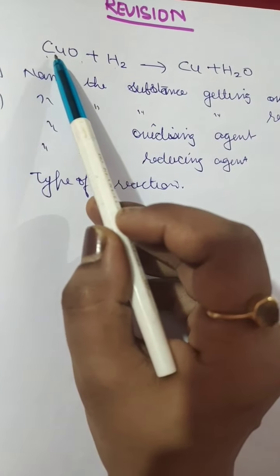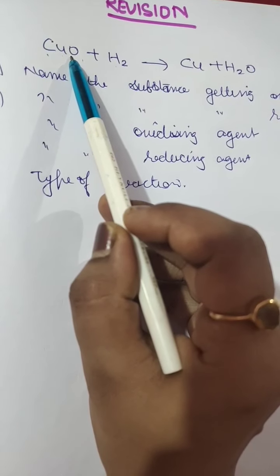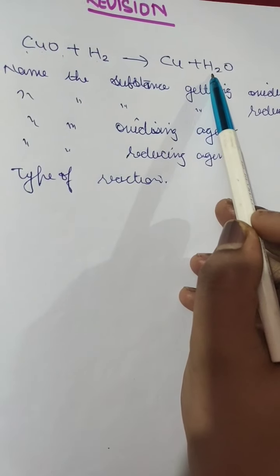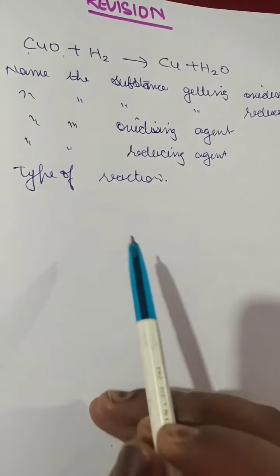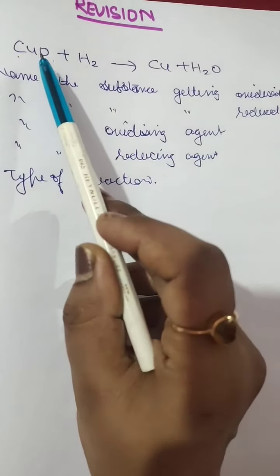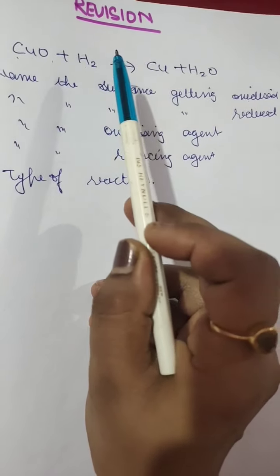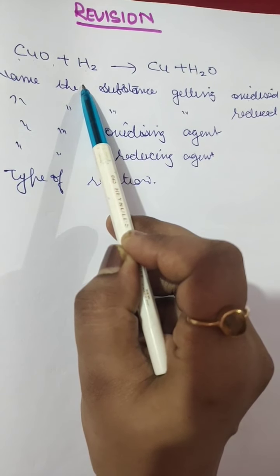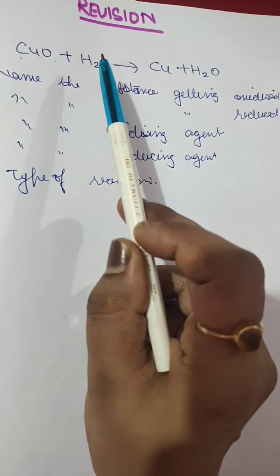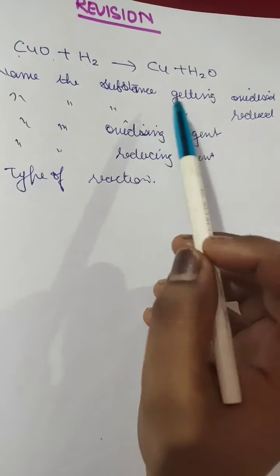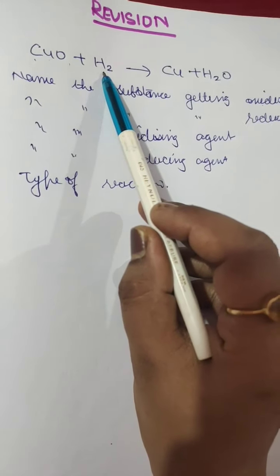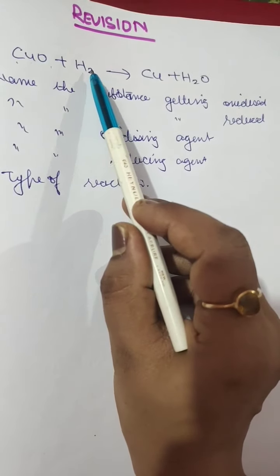Here we see that from this copper oxide, the oxygen is being removed and it is adding up to the H2 and forming water. So it is very obvious that the substance which is oxidized is hydrogen. Hydrogen is getting oxidized because it is gaining oxygen. The addition of oxygen is called oxidation. So here oxygen is added to hydrogen, which means hydrogen is oxidized.